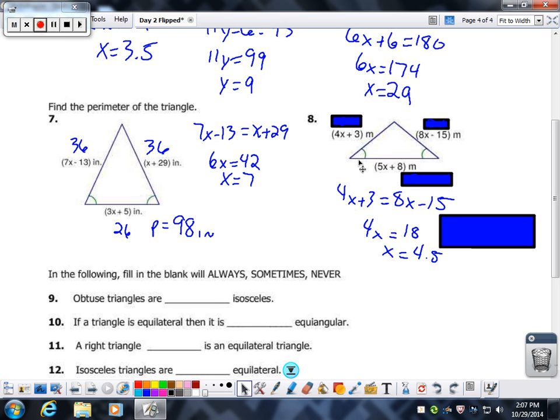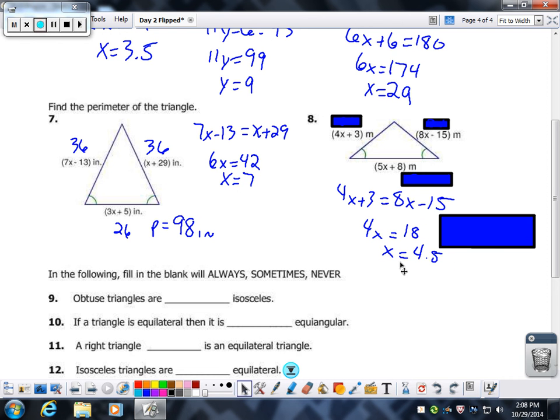Same thing for number 8. We have base angles are congruent, so the legs are going to be congruent. 4x plus 3 is equal to 8x minus 15. We solve for x, we get 4x equals 18. We divide by 4 and we get x is equal to 4.5.